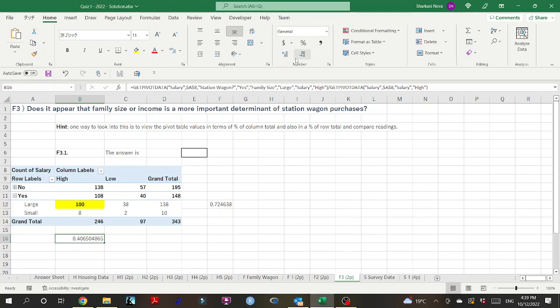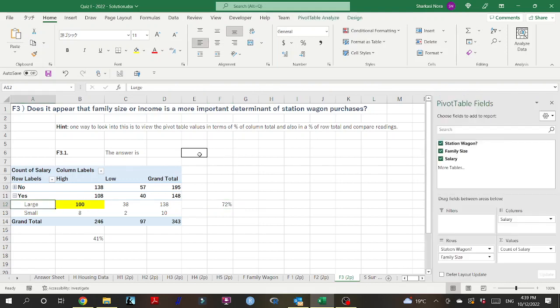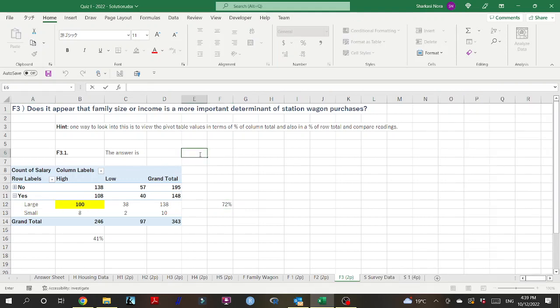So this corresponds to 40-something percent. This corresponds to 72%. So definitely the family, the large family. So the family size for sure. So here you just need to type family size.